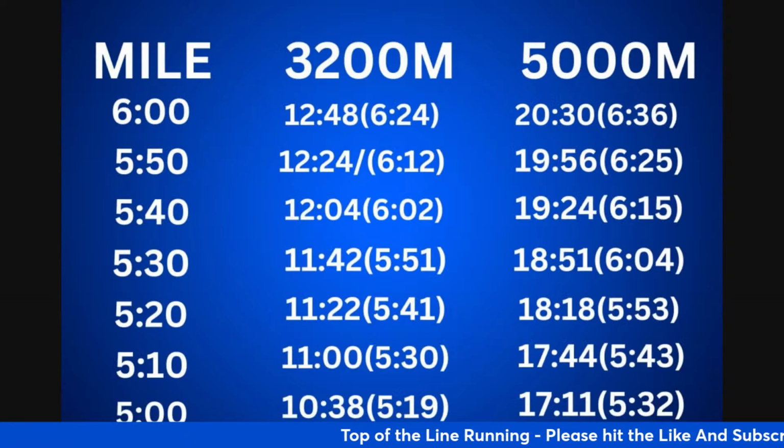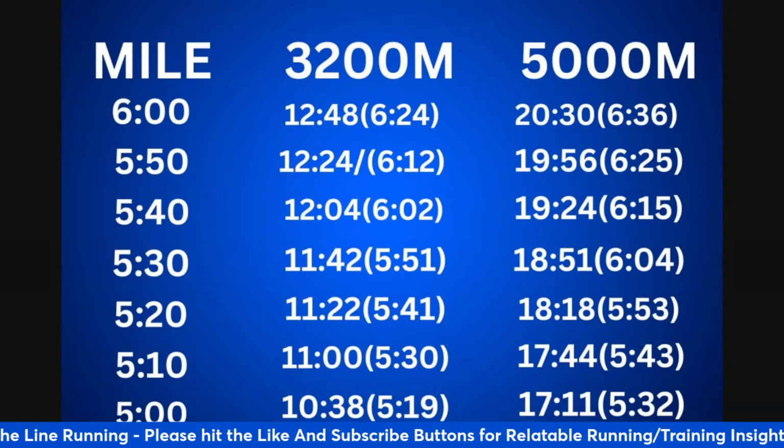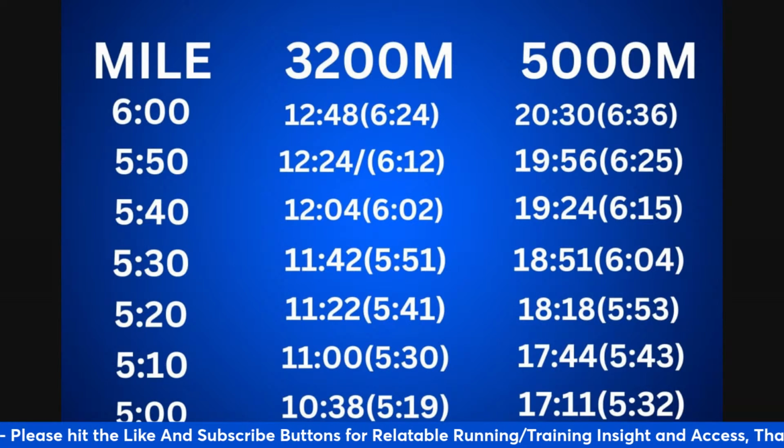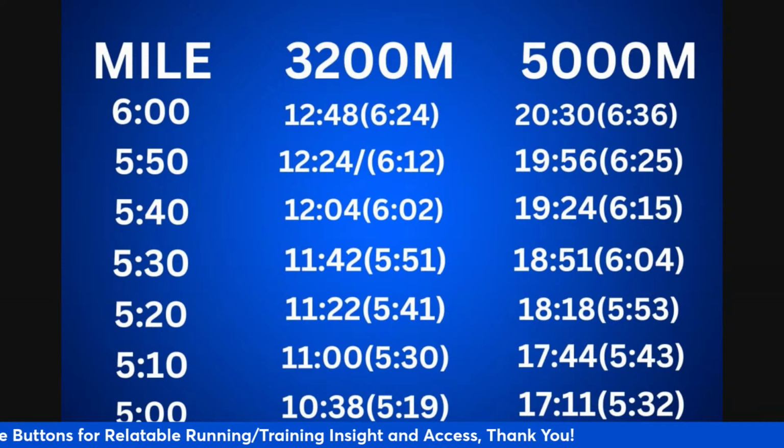Now, starting at 6 minutes, you'll see here. A 6-minute mile tells you can run about 12:48 for the 2 miles, which is 6:24 per mile, and 20:30 for the 5K, which is 6:36 per mile.